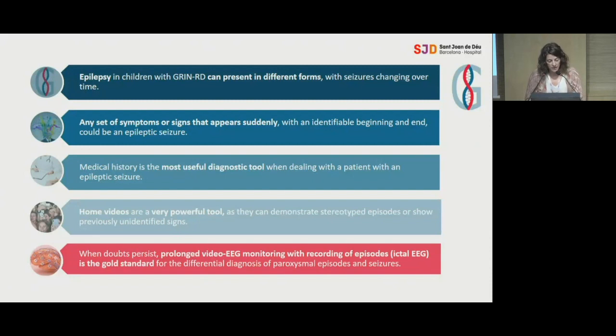And medical history is the most useful diagnostic tool when dealing with a patient with an epileptic seizure, but home videos are a very, very powerful tool, as they can demonstrate stereotyped episodes or show previously unidentified signs. And when doubts persist, prolonged video EEG monitoring, or an ictal EEG if we are lucky and can capture it in a shorter EEG, is the gold standard for the differential diagnosis of paroxysmal episodes and seizures.